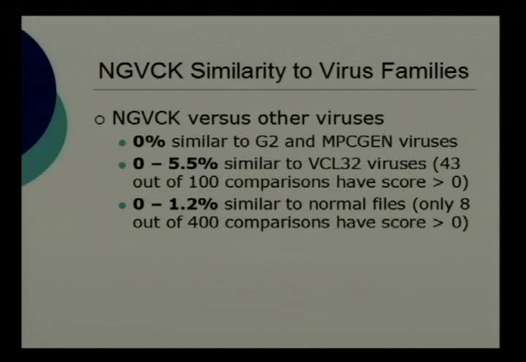And very surprisingly, NVIC viruses had 0% similarity to both G2 and MPC Gen viruses. And to VCL32 viruses, they're only 0 to 5.5% similar. More surprising is the comparison to normal files, because we did 400 pairs of comparisons, and we only found 8 pairs that have some kind of score, which are as low as 0 to 1.2%.